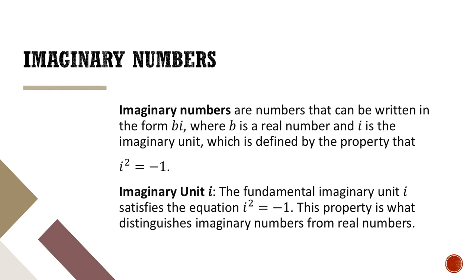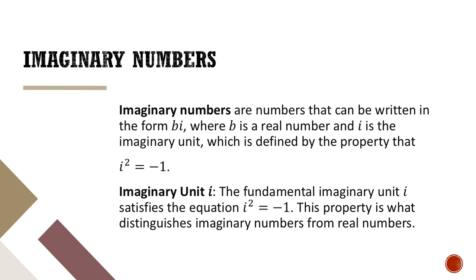So let's talk about something called imaginary numbers, something you could have or should have learned in Algebra 2. Imaginary numbers are numbers that can be written in the form b times i, where b is some real number and i is the imaginary unit. This imaginary unit is defined by the property that i squared is equal to -1, which in the real number system, anything squared is always positive, hence why this is what we call imaginary.